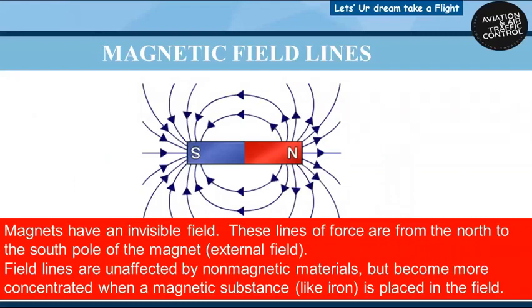Magnetic field lines are imaginary lines along which a north magnetic pole would move. In a bar magnet, the magnetic field lines look like this. Magnets have an invisible field made up of lines of force. These lines of force go from the north to the south pole of the magnet. Field lines are unaffected by non-magnetic materials, but become more concentrated when a magnetic substance like iron is placed in the field.